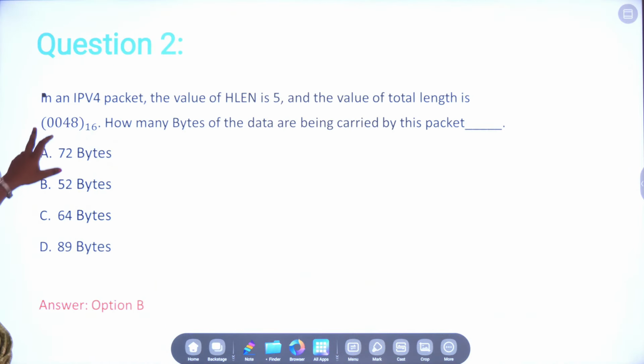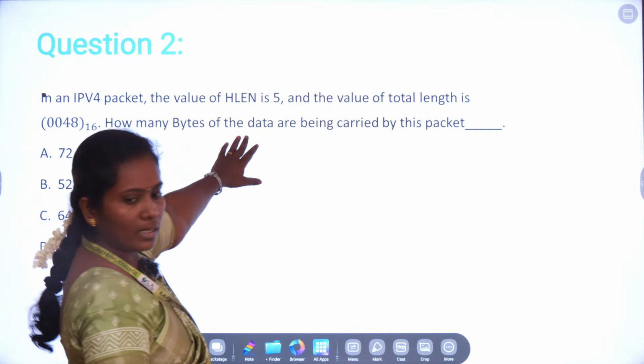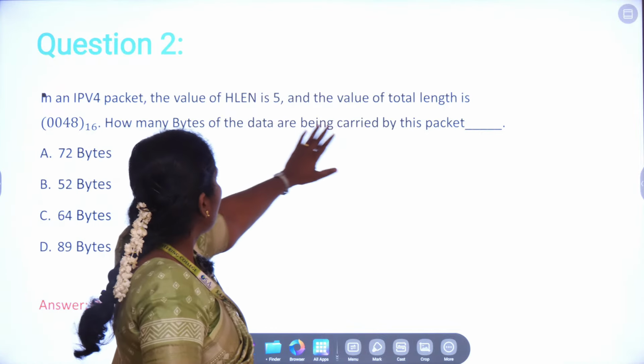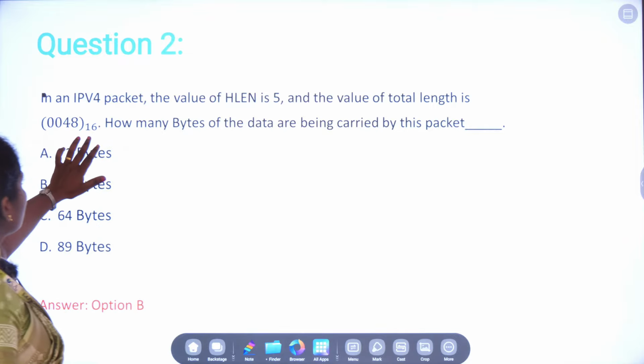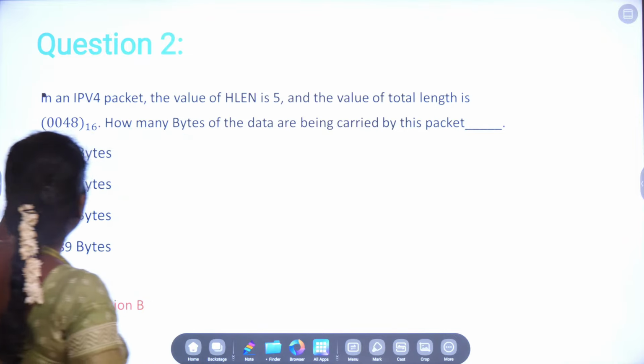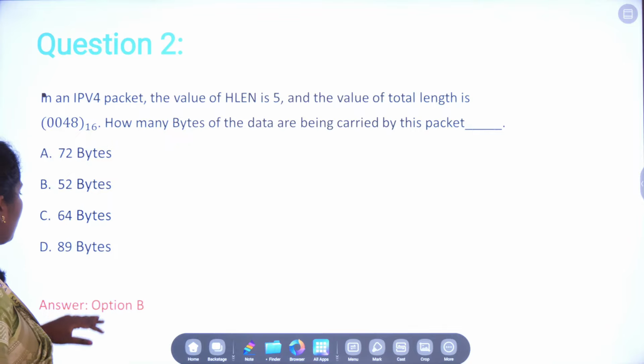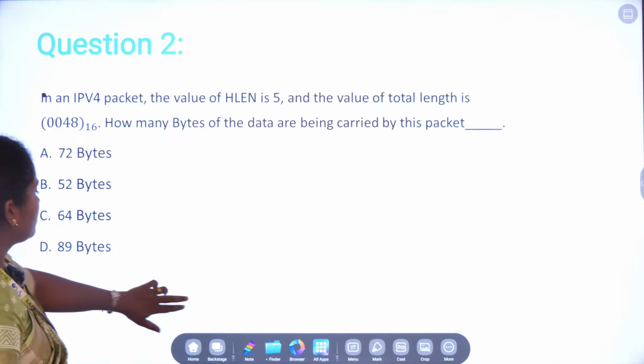Next, question 2. In an IPv4 packet, the value of header length is 5. The length is given directly, and the value of total length is 0048, which is in hexadecimal. How many bytes of data are being carried by this packet? The given options are 72 bytes, 52 bytes, 64 bytes, and 89 bytes. We will see how it is.